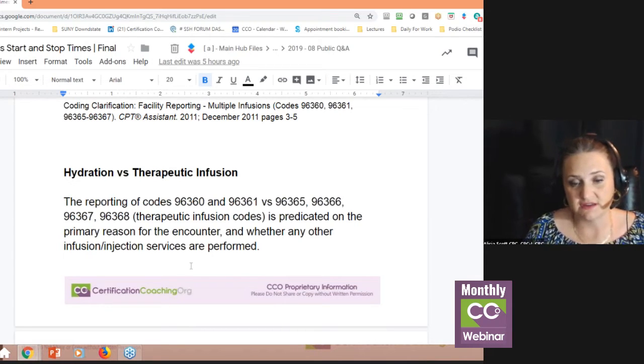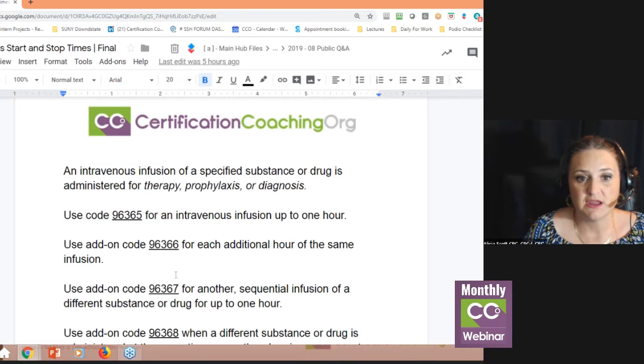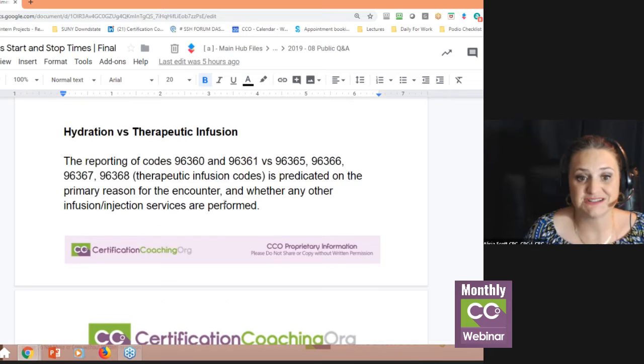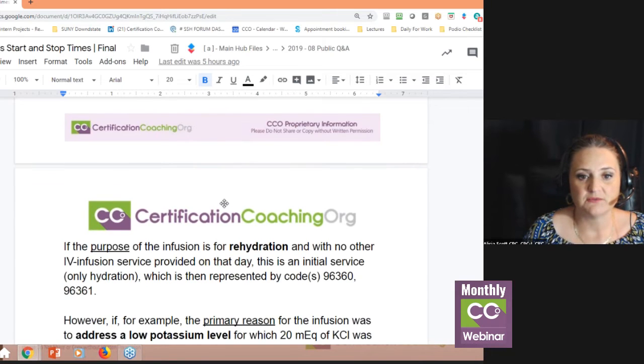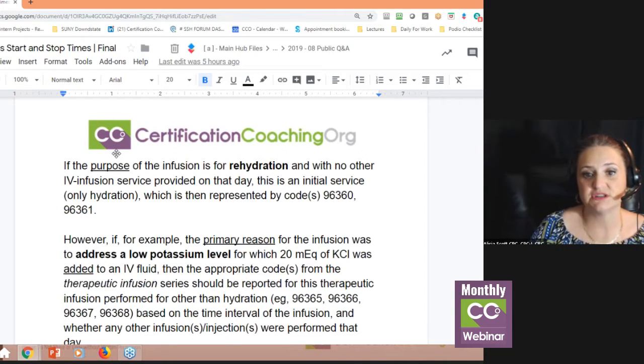versus, if you go in and look at the codes that we just went over, those are going to be therapy, prophylaxis, or diagnosis, okay, versus hydration. Now, real quick, if the purpose for the infusion is rehydration, okay, you're not giving them anything else, then the initial service is only hydration, then of course you're going to be able to use those codes. The 96360 is where you're going to start.